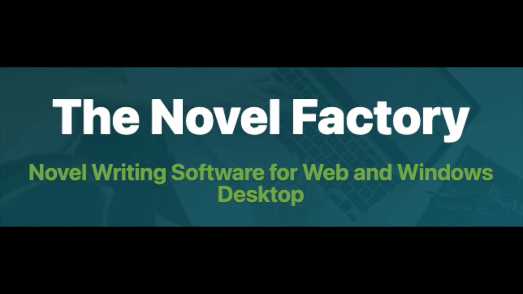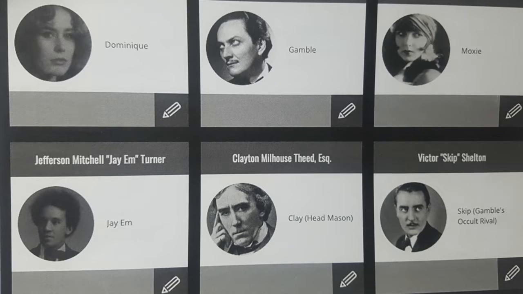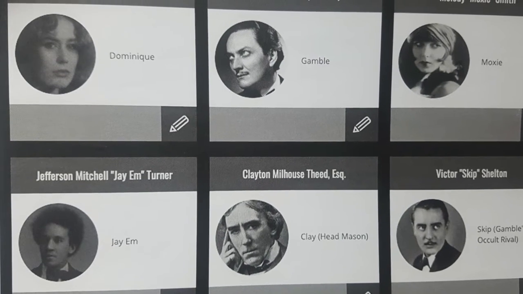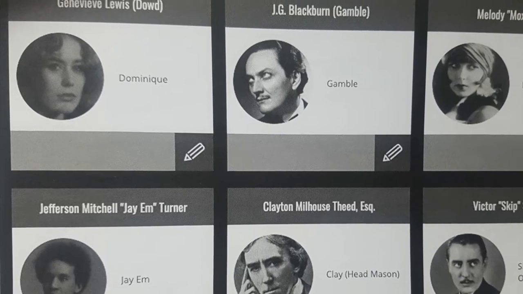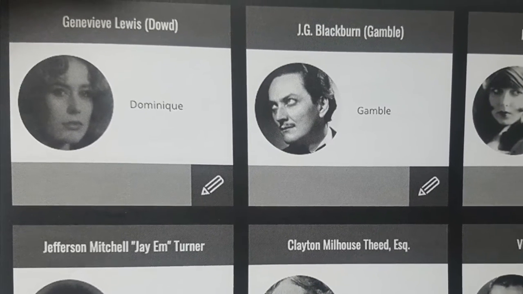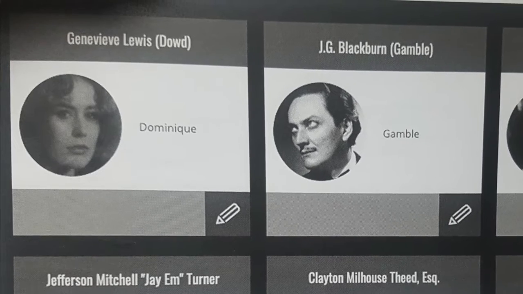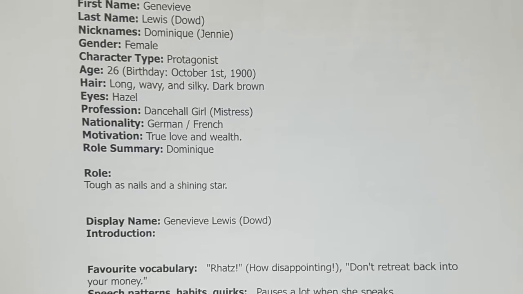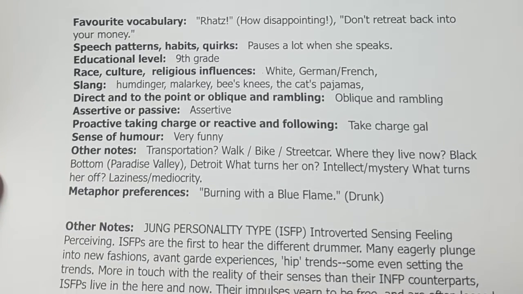So I actually did this mainly in a program called Novel Factory, and it was quite useful because it kind of gave you prompts of how to dive into the nitty-gritty of characters. So here are a few shots of some of my characters. Genevieve is Dominique, and the other character is Gamble, and these are just a couple pages from the character sheets, but the sheets were quite extensive.